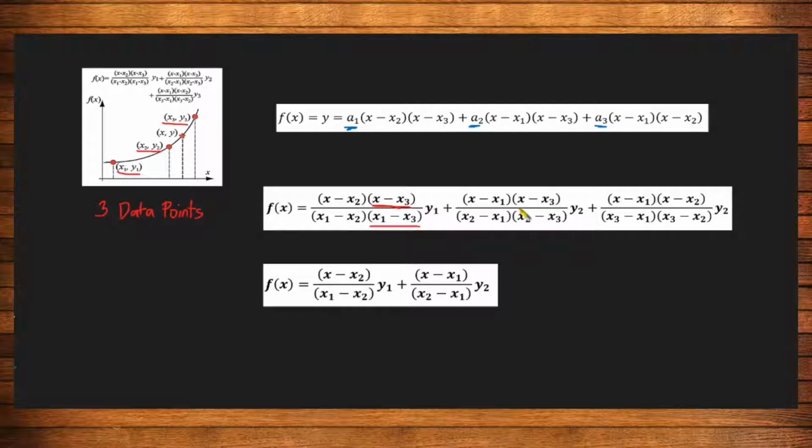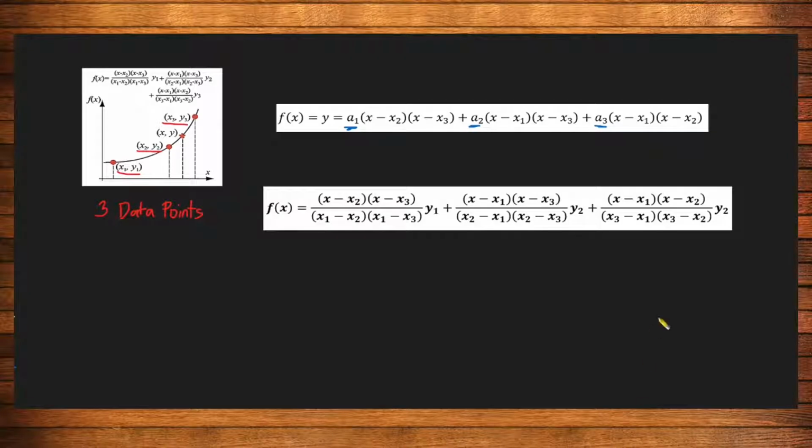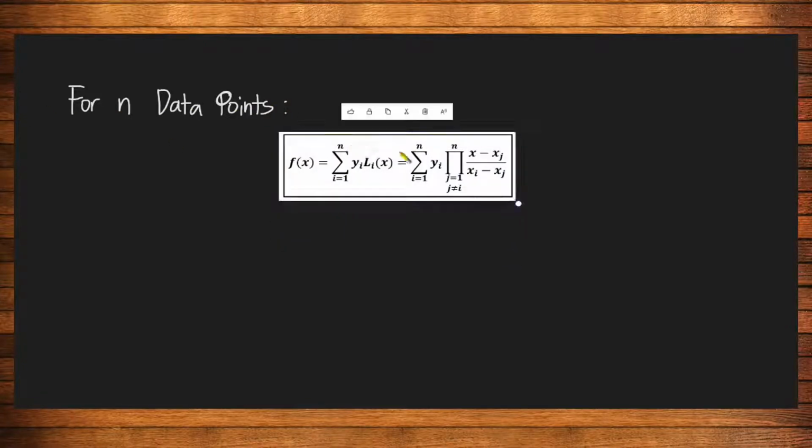And then, similarly, the second term is added with x minus x sub 3 over x sub 2 minus x sub 3. And then, meron tayong third term dito. Now, both the first and second order versions as well as higher order Lagrange polynomials can actually be represented concisely by this function. So, we have f of x equal to the summation of y sub I times L sub I of x from I equal to 1 up to n.